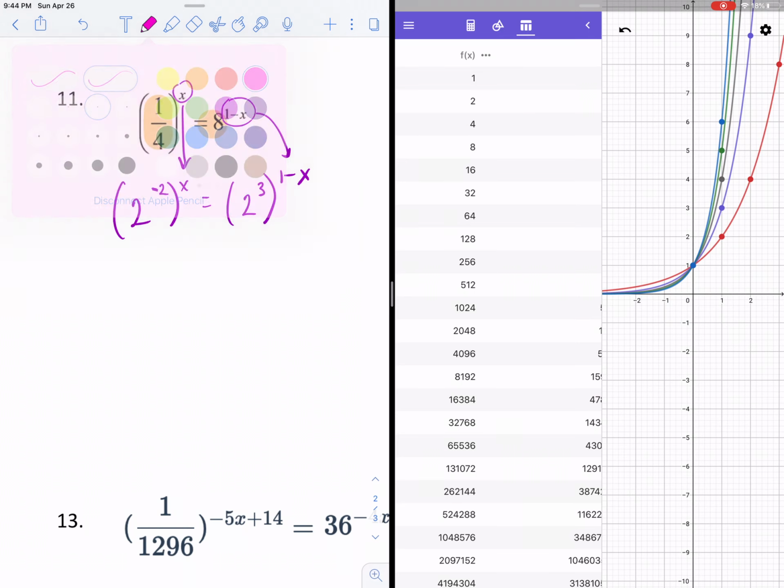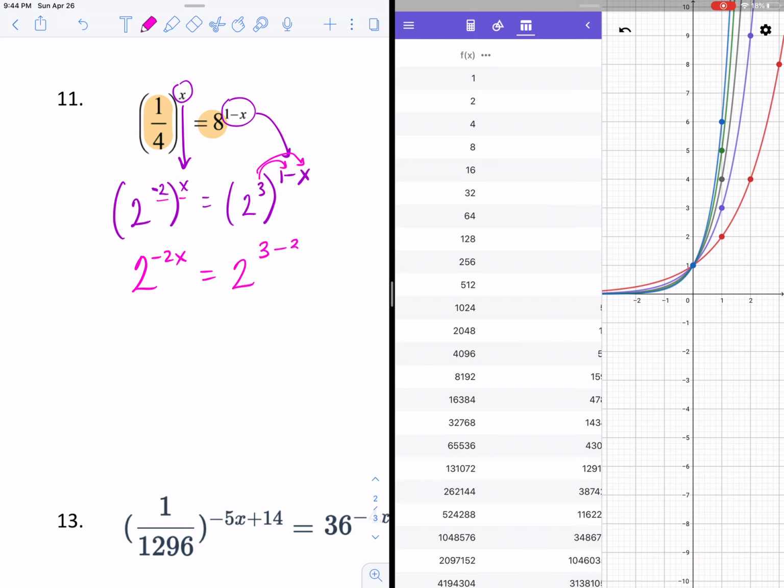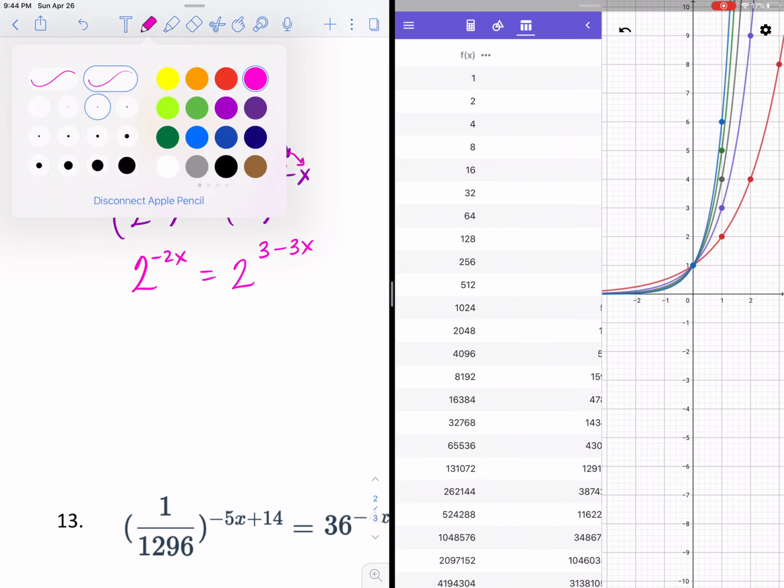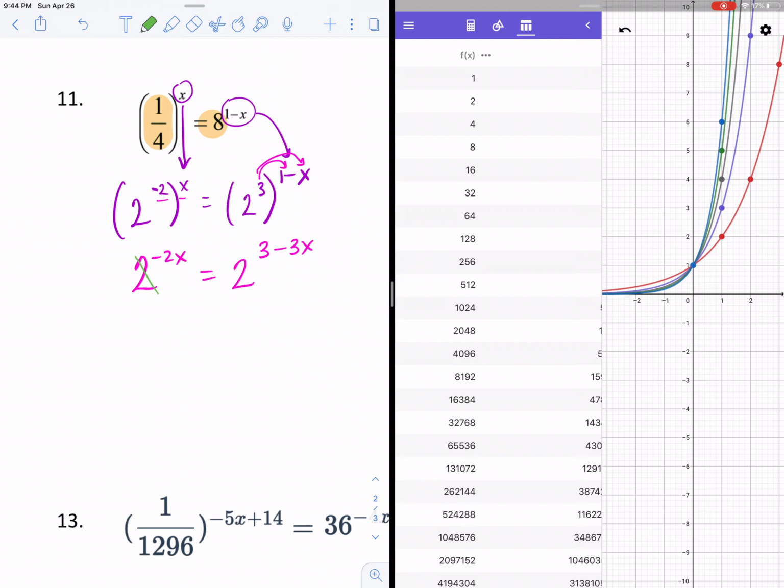Now I'm going to simplify, multiplying inside and outside powers. So the negative 2 times x is negative 2x. On the right-hand side, I have to distribute. I get 2 to the 3 minus 3x. And then I have the common base that could be dropped. Negative 2x equals 3 minus 3x.